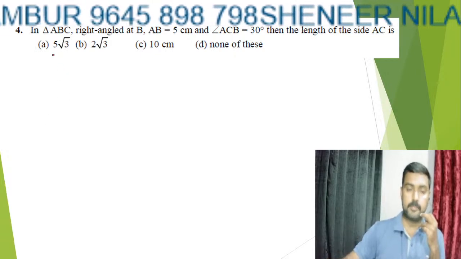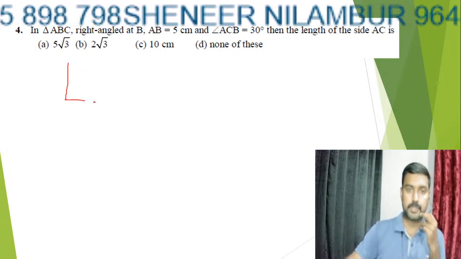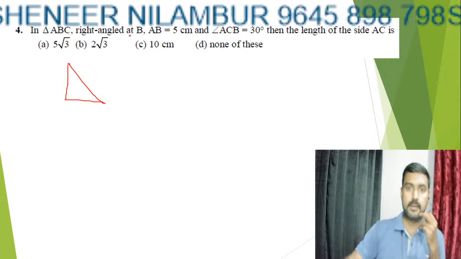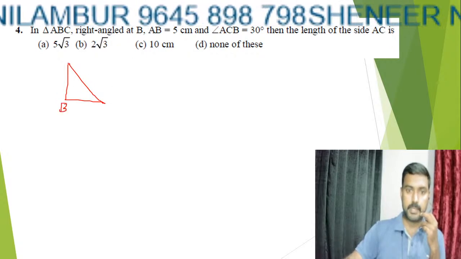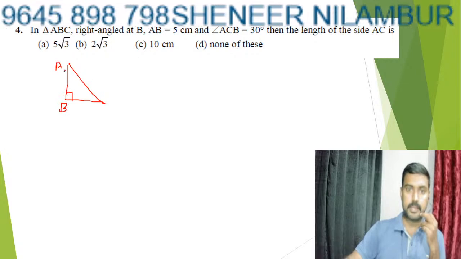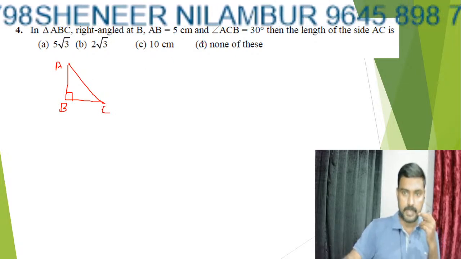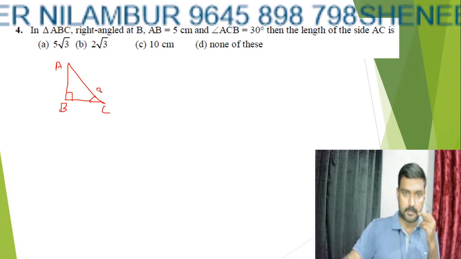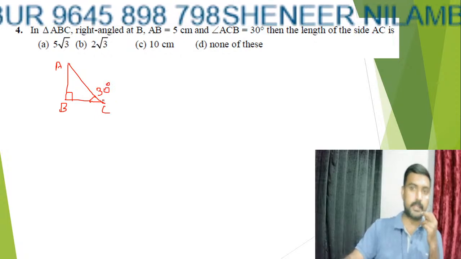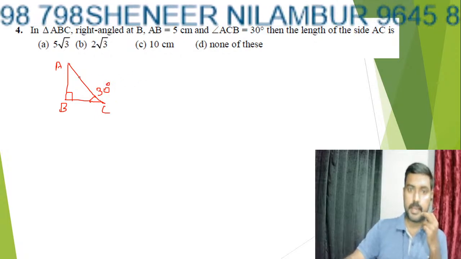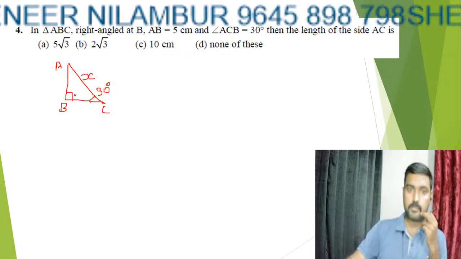In triangle ABC, right angle at B, there is a right angle triangle. In this right angle triangle, B is 90 degrees. Here is A, here is C. Angle ACB is 30 degrees, same as the previous one. Here 30 degrees. Then the length AC we want to find. So AC we can suppose X.